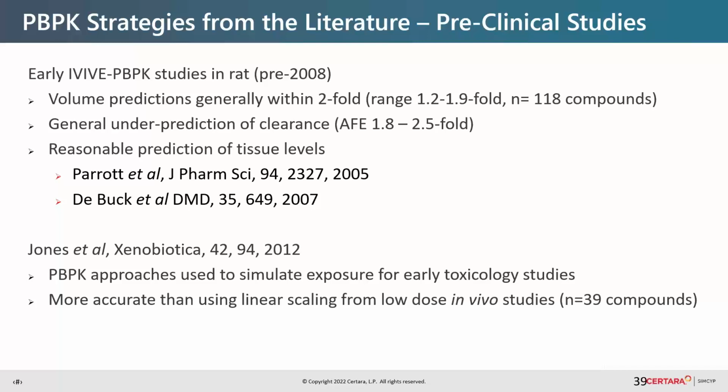So if you take that approach, you can usually get reasonably good predictions using in vitro in vivo extrapolation. And there are a couple of publications highlighted here. One from Roche, one from J&J, where they looked at prediction of tissue levels in preclinical species and showed that they could get reasonable predictions using this kind of PBPK approach. A little bit later, also, some work that Hannah did showed that using PBPK for early toxicology studies was more accurate than linear scaling of low doses. So again, another kind of application.